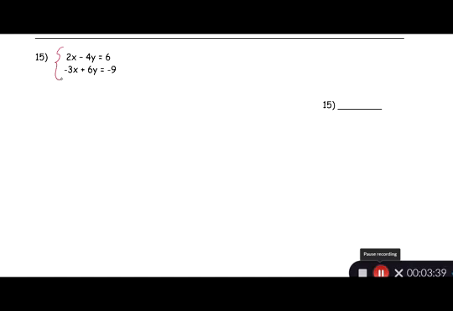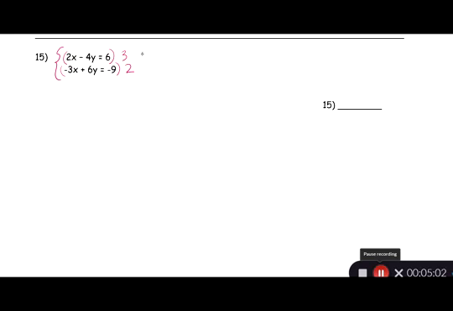Okay, so this one, we have 2x minus 4y equals 6, and negative 3x plus 6y equals negative 9. Since none of these variables have a coefficient of 1, I'm going to choose the elimination or addition method, where we multiply each of these equations, or sometimes just one of the equations, by a number to cancel out one of the variables. The two x's already have opposite signs, and they're pretty small numbers, 2 and 3. So 2 times 3 would give me 6. So I'm going to multiply the top one by 3, and the bottom one by 2.